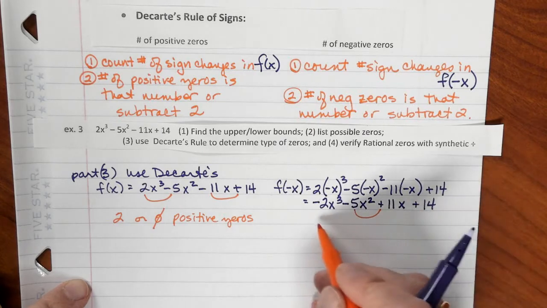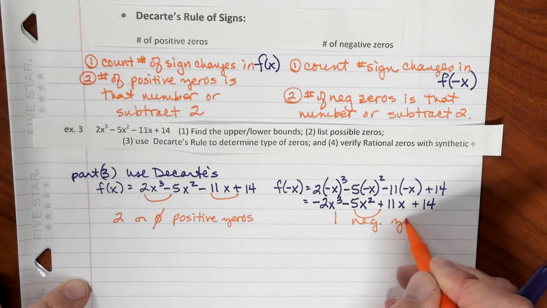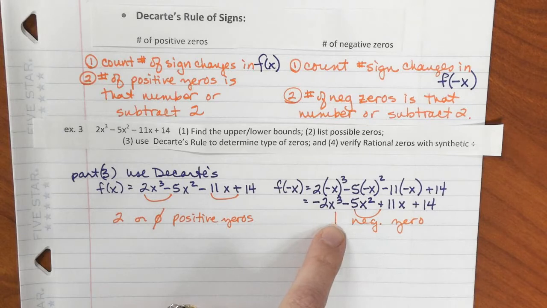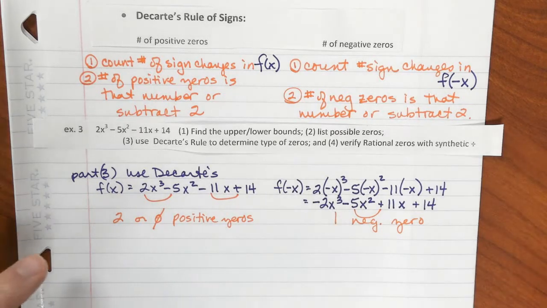So I have 1 negative zero. If I take 1 minus 2, I'm at negative 1. I don't want to go less than 0. So I just have 1 negative zero, period. That's very good to know. If I was doing all those zeros by myself without the calculator and I had to do all the synthetic division, once I found a negative zero that worked, I could stop testing the negative ones.